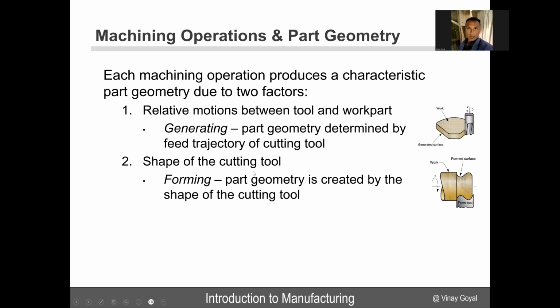Two, the shape of the cutting tool. You have forming, so you have a formed surface here. The part geometry is created by the shape of the cutting tool, and in this case you can see that the part is being rotated and you have the tool here in place. As this part is rotating, it forms that surface. So the part geometry is created by the shape of the cutting tool itself, while with the generating approach, the cutting tool is moving through a trajectory that shapes the work part. Again, two factors that determine the part geometry.